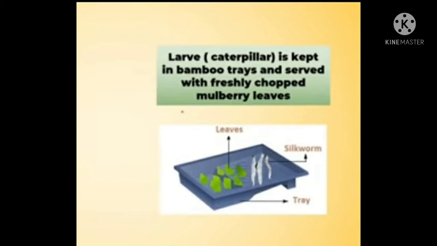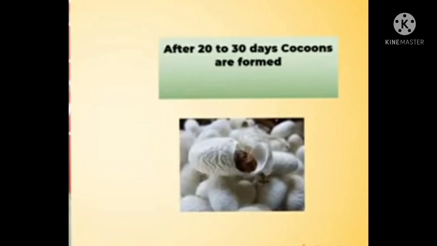The larvae, called caterpillars or silkworms, eat day and night and increase enormously in size. These larvae are kept in clean bamboo trays along with freshly chopped mulberry leaves. After 25 to 30 days, the caterpillars stop eating and move to a tiny chamber of bamboo in the tray to spin cocoons.